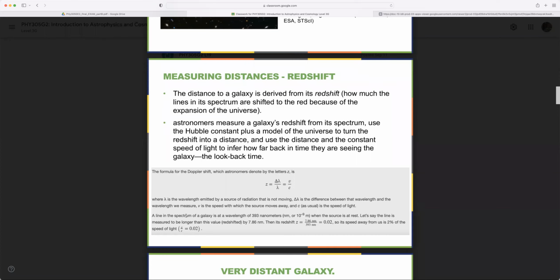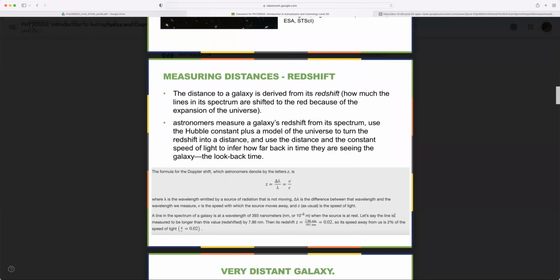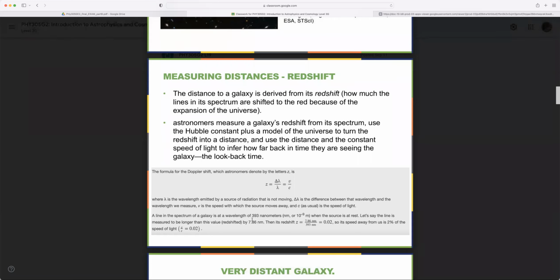And I have given an example here. There is a line in the spectrum of a galaxy which is at a wavelength of 393 nanometers when the source is at rest. And then the measured wavelength is shifted by 7.86 nanometers. So that means the shift of the wavelength, delta lambda, is 7.86, and the original rest wavelength is 393. You just need to divide those numbers to get the answer.